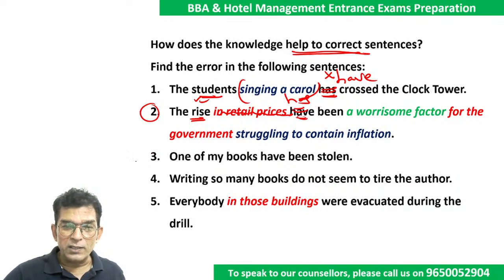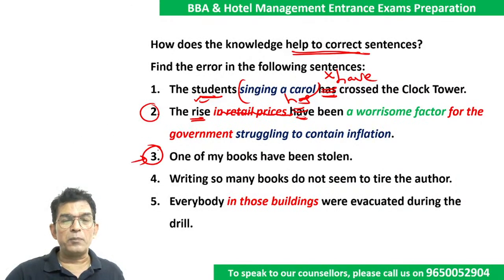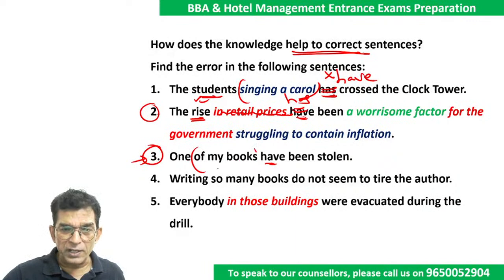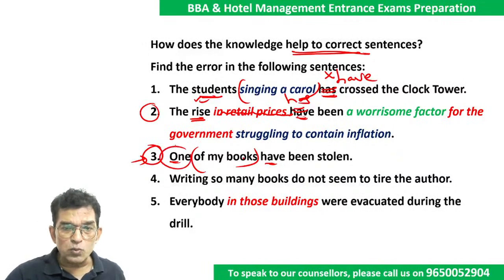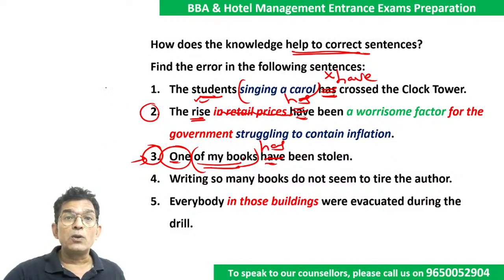Come to the next one. This is a big problem for many of you. Here you get stuck. Sir, should I write has or have? What do I do? It's pretty easy. When you say one of my books, of my books is a phrase. From the books, you're talking about one. You're trying to pick one from many. The subject is one. Of my books is a phrase. Therefore, I'll write has.